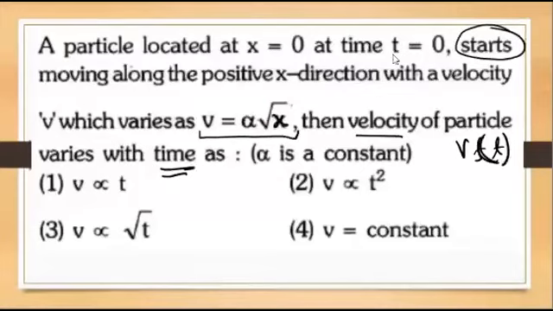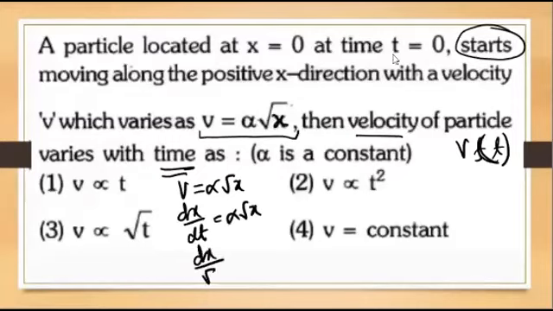So that is the main strategy. First, velocity as a function of displacement is given. So I'll write v as dx/dt, alpha root x equals dx/dt. So it means dx upon under root x equal to alpha dt.